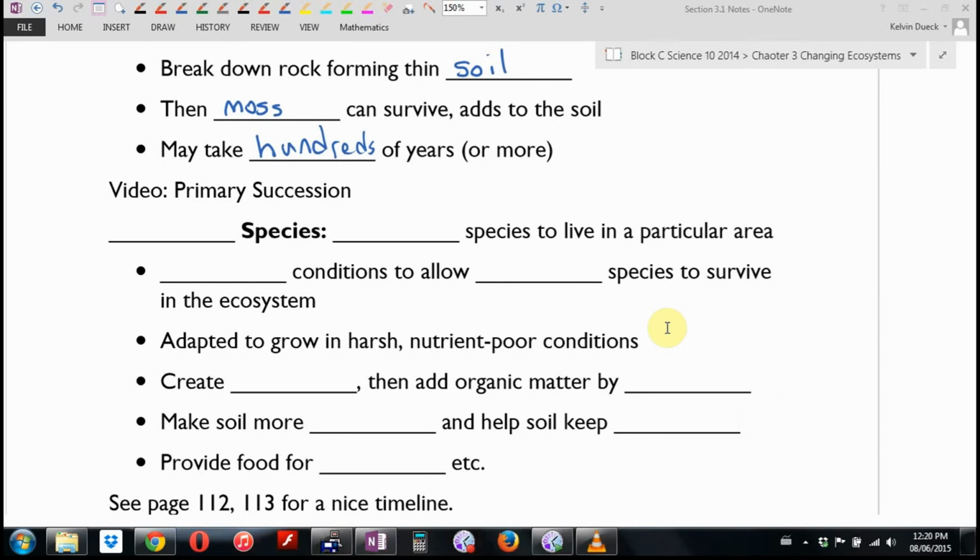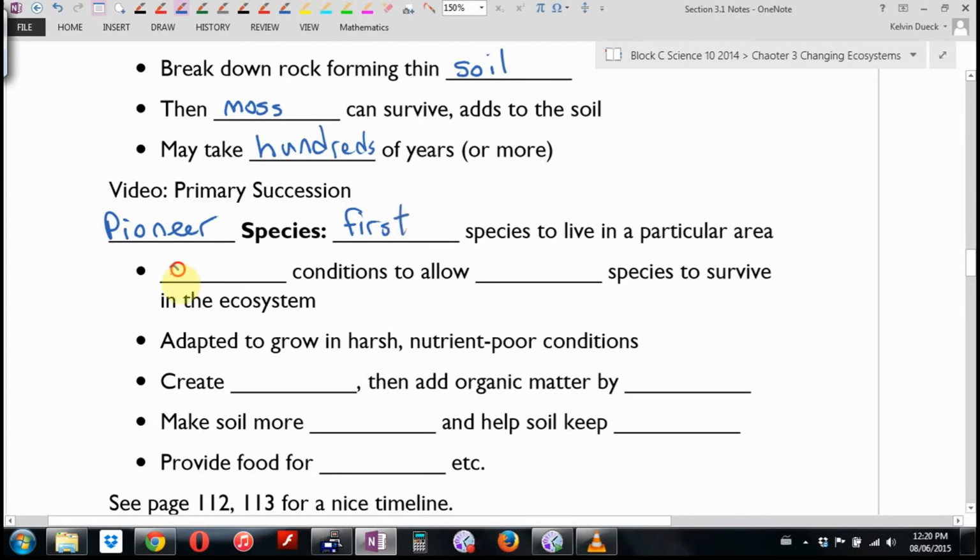Once we have some soil, we have what we call pioneer species. What's a pioneer? So can you figure out what word goes in the next blank? First species to live in a particular area. This is why I said, Cam, a lot of this is kind of common sense-ish. It's more learning the terminology.